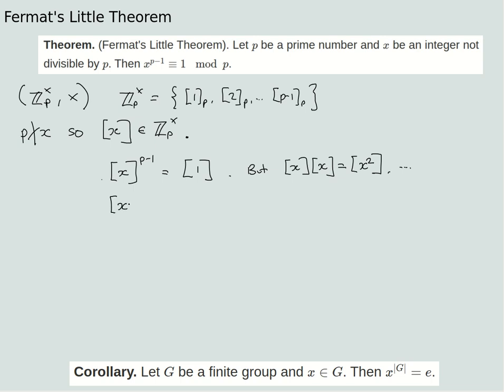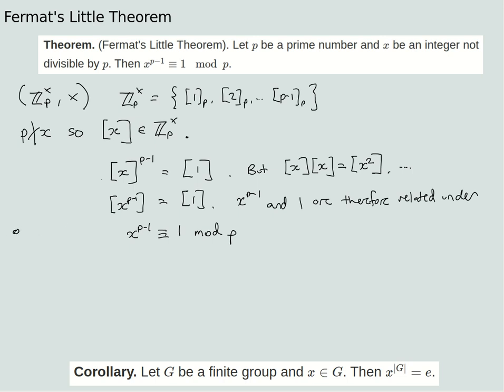So what we'll get here is the class of x to the p minus 1 being equal to the class of 1. Now these two integers, 1 and x to the p minus 1, have the same equivalence class. If they have the same equivalence class, that means they're related under the equivalence relation we're talking about, which is congruence modulo p. So x to the p minus 1 is congruent to 1 mod p, and that has finished our proof of the theorem.